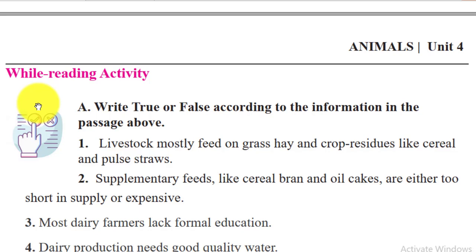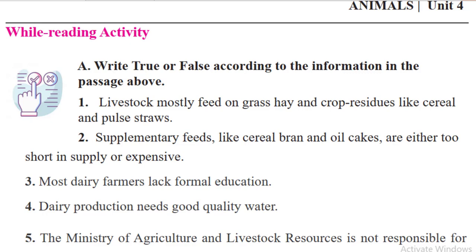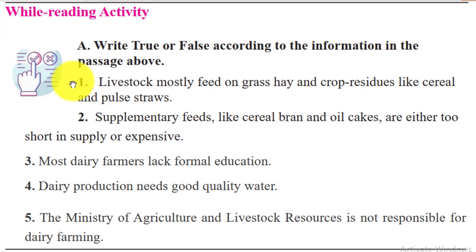Five questions are presented in the form of true false items. So you say either true or false according to the reading passage, according to your understanding. So A, write true or false according to the information in the passage above. Okay, when it comes to the first one, livestock mostly feed on grass, hay and crop residues like cereal and pulse straws.